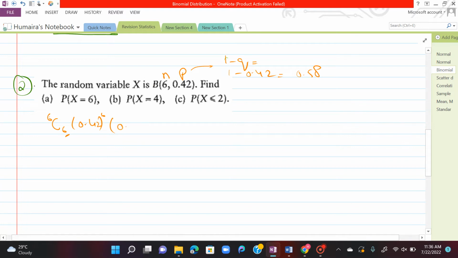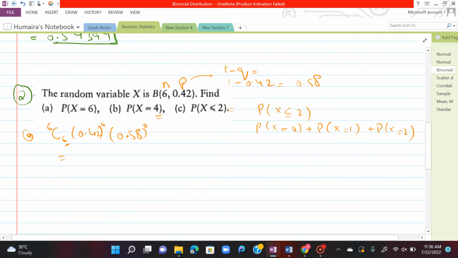Yes, 0.58 to the power 6 minus 6, 0. Again, put everything in the calculator and get the answer, right? Same goes over here, and now it's easy for you. What you need to do over here is probability of x equals 0 plus probability of x equals 1 plus probability of x equals 2. Okay, so in that way you can get all the answers.